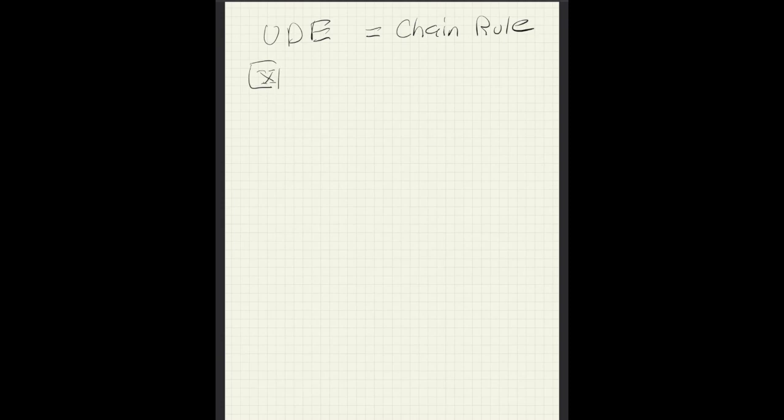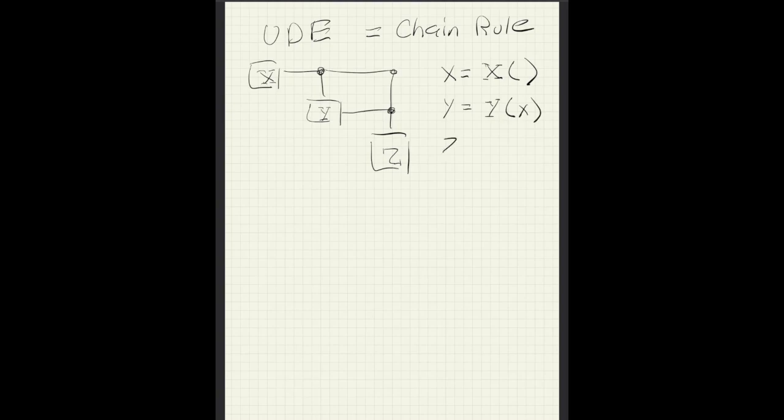You have x, you have y, you have z, and x feeds both y and z, and y also feeds z. Or we could write that like this. The x variable is equal to the x function of nothing, so that's just a constant, essentially. The y variable is equal to the y function of x, and the z variable is equal to the z function of x and y.